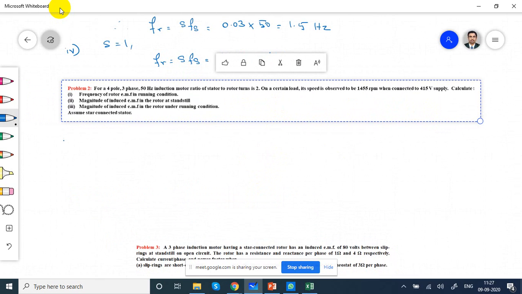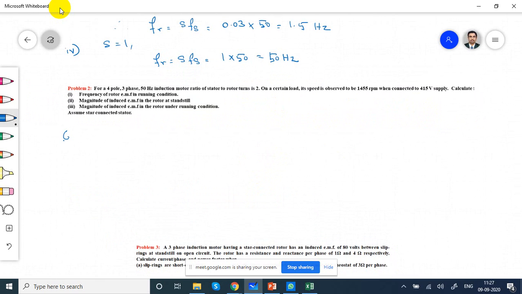First we will write the given data. Given data: P equal to 4, frequency Fs equal to 50 Hz, and the stator to rotor turns ratio is 2. The stator turns per phase will be T1, and the rotor turns per phase will be T2.